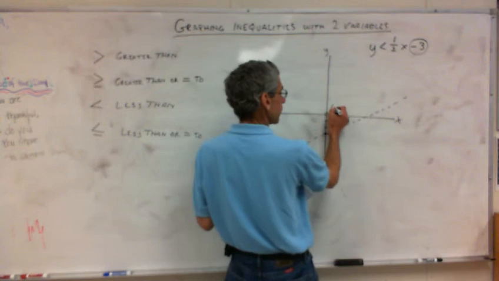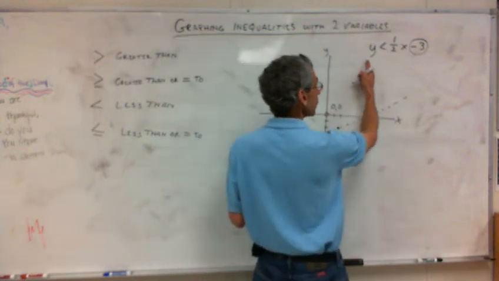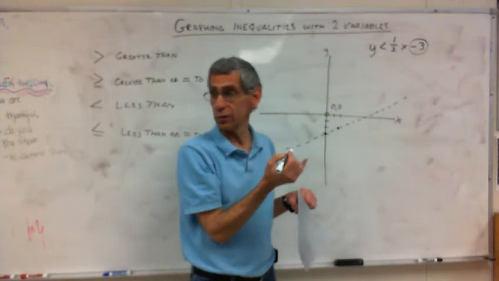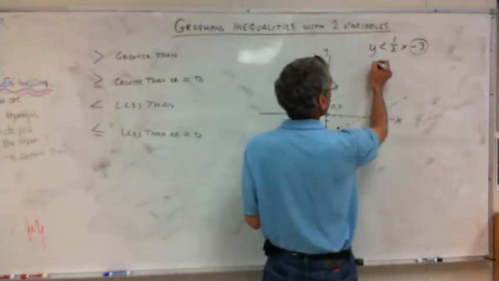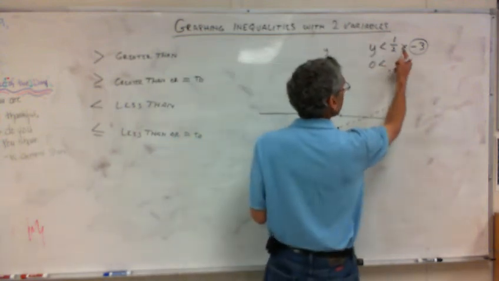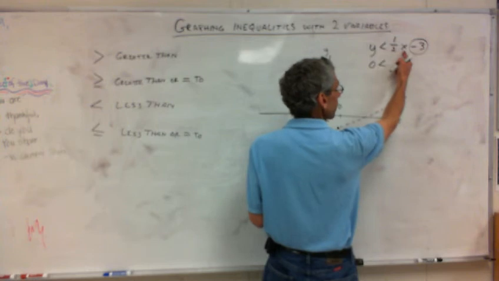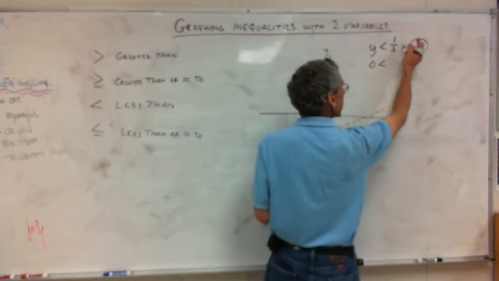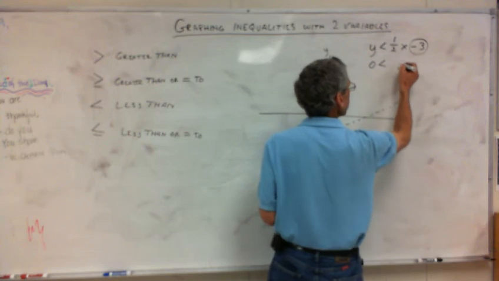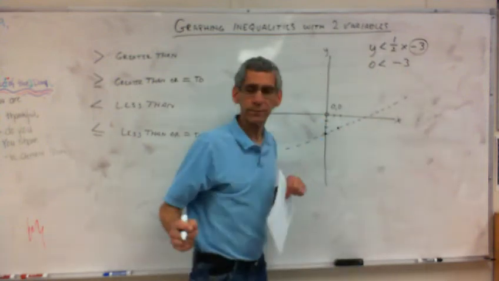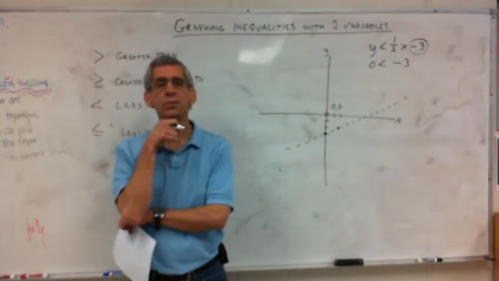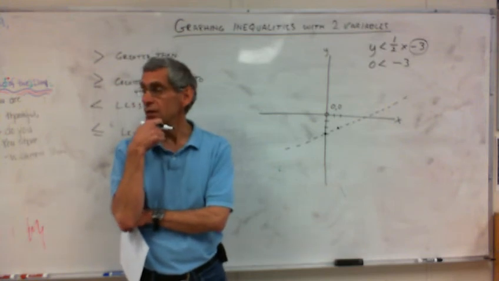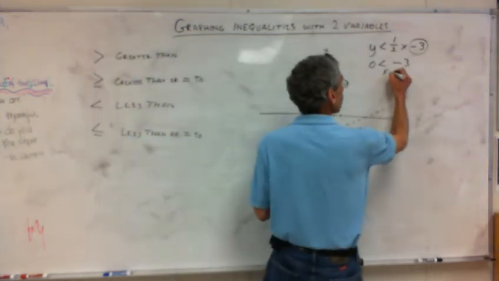So that is 0, 0, right? That means my y would be 0 and my x would be 0. I'm going to see if it gives me a true statement, okay? So I'm going to say 0 is less than, now wouldn't 1/2 times 0 just be 0? So I don't even have to write it, because that just crosses out. So it's just 0 is less than -3. Is that true? No. Is 0 less than -3? No, that's false.